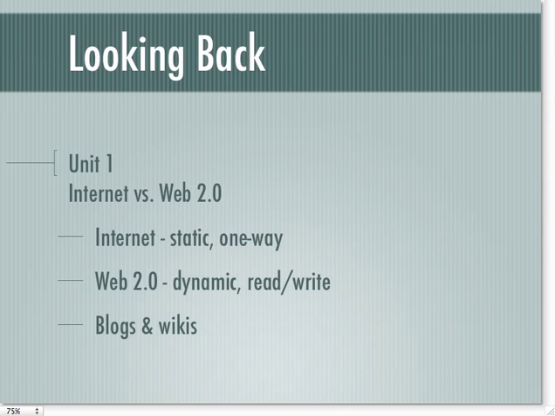Quickly situating where we're at. Remember, the prior unit was Unit 1 on the Internet versus Web 2.0, where the Internet was pretty much static and one-way communication. Web 2.0 is now much more dynamic, with many more people involved, reading and writing, posting, collaborating, sharing. Two examples of those Web 2.0 tools are blogs and wikis, and this unit is going to spend most of its time talking just about blogs.